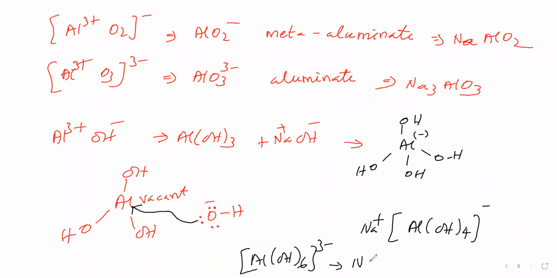Therefore, what we will get is Na3Al(OH)6. This is nothing but this one. Okay, the sodium meta-aluminate in complex form is this one, NaAl(OH)4. Na3AlO3, sodium aluminate, in complex form is Na3Al(OH)6.